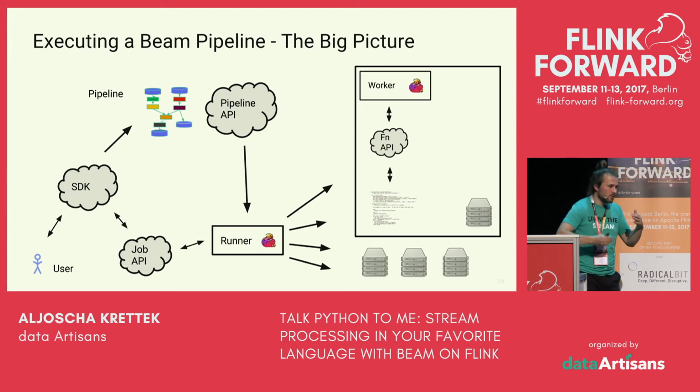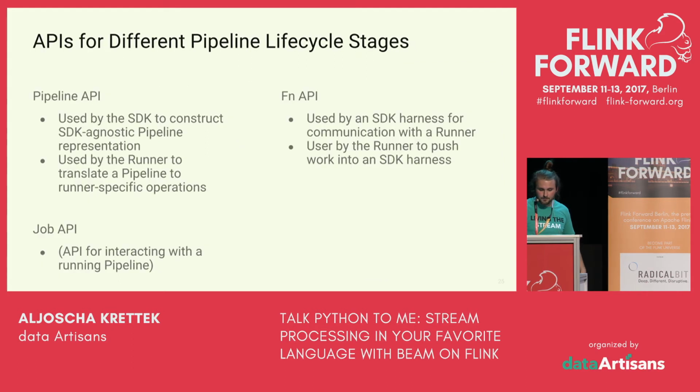So it can be used to start a job, it can be used to query the state of the job, so is it running, is it cancelled, and it can be used to query metrics of the job. So these, the pipeline API, the job API, and the fun API, these are the portability APIs.